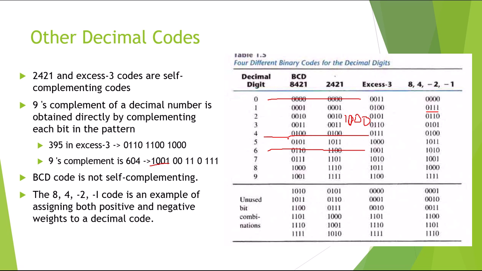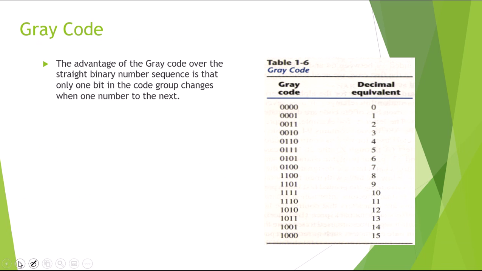BCD is not self-complementary. And as I said before, the 8 4 minus 2 minus 1 code is a different code, because it gives positive as well as negative weightages to decimal codes. Each code has some advantages and some disadvantages. XS3 was used before because of its self-complementary nature, and some codes are not being used now, some are still used.